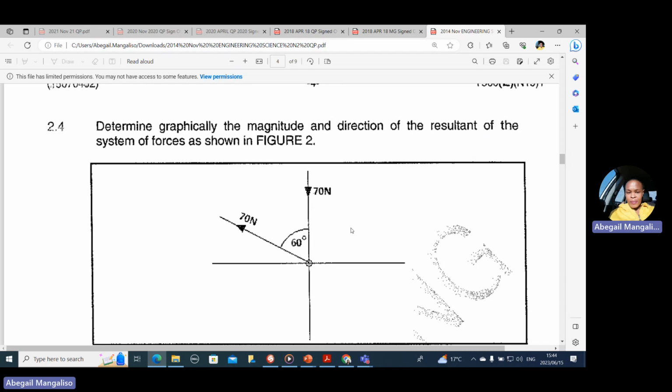From the definition of the parallelogram, the nature of the forces must be pulling. So what I'm going to do first, I will transfer this force because it is towards the point. I will change its nature by extending its line and sketching it in the opposite quadrant. And this one, I'm going to sketch as it is. So let me show you how to do it.